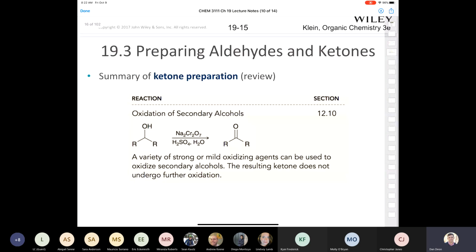Back to chapter 12 again, which dealt with alcohols. It was the first big chapter that we did in Organic Chemistry 2, Chemistry 3111. The oxidation of a secondary alcohol. We form chromic acid in situ by treatment of sodium dichromate with sulfuric acid and water. And it says here that you have a whole variety of strong or mild oxidizing agents that can be used to oxidize a secondary alcohol. And the reason why is because the secondary alcohol will not undergo further oxidation. If you've read the entire chapter, you know that there's a little exception to this, but we'll look at that at the very, very end of the chapter.